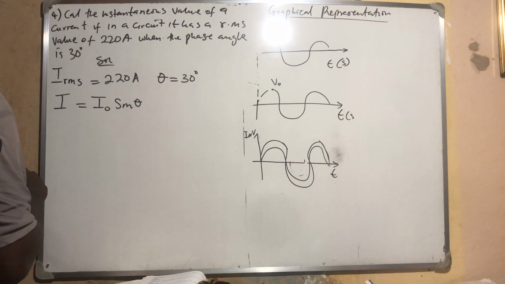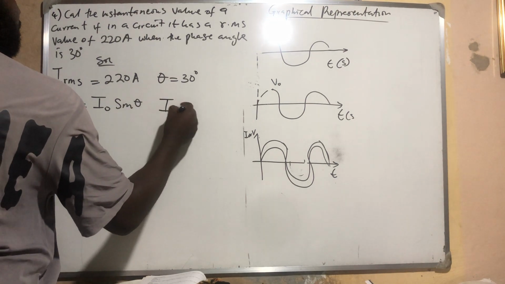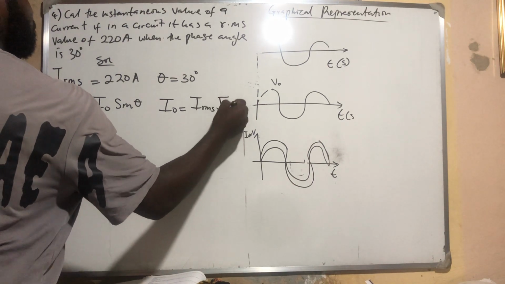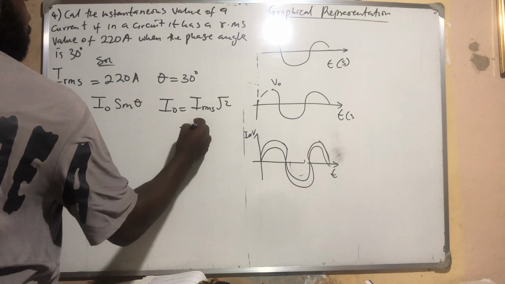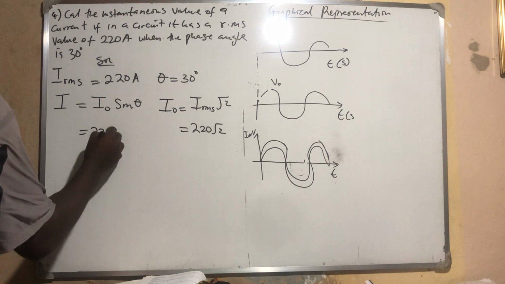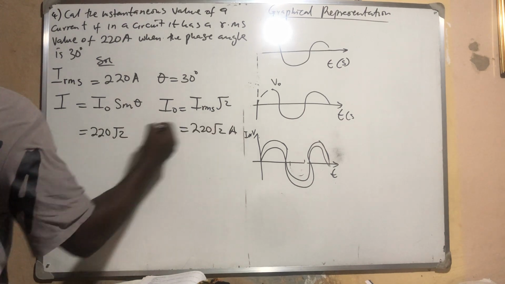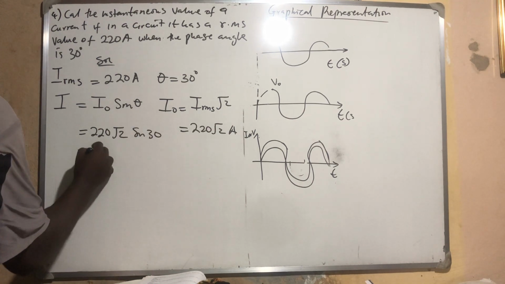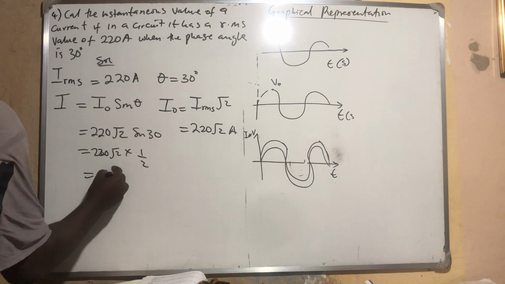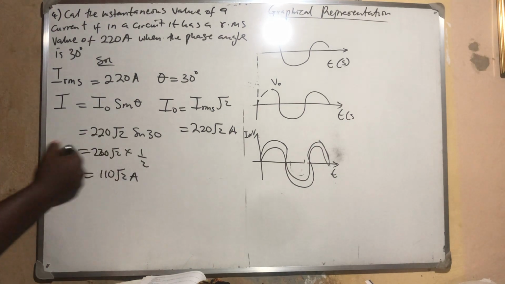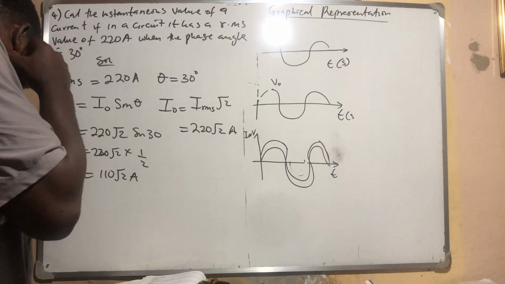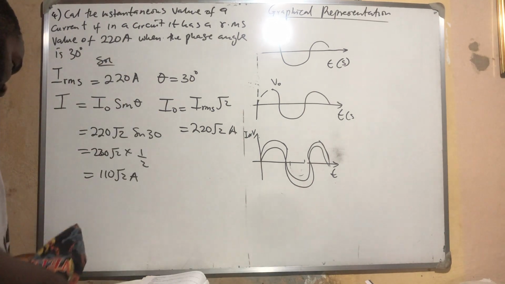So first of all, I need my I naught. But I know that my I naught is equal to IRMS times root 2. Is it not true? So which will give you 220 root 2. So if you now put it here, you're going to have 220 root 2 ampere sine 30, which is 220 root 2 times 1 over 2, which is 110 root 2 ampere. Very, very simple. All right?